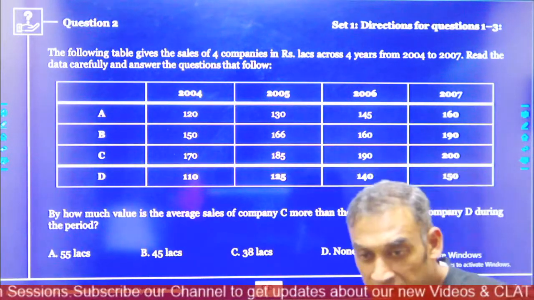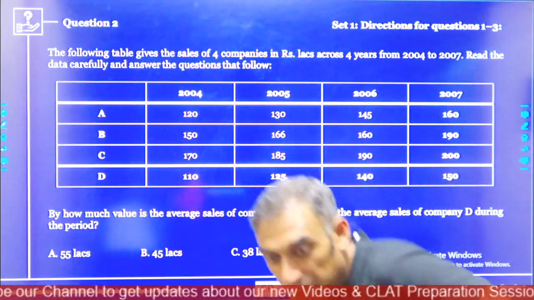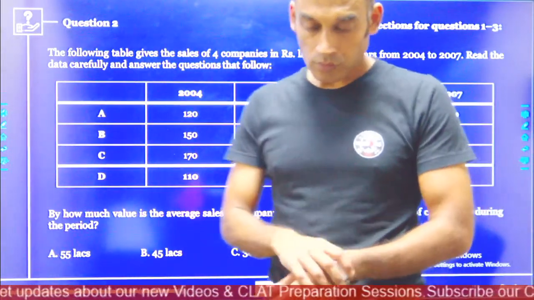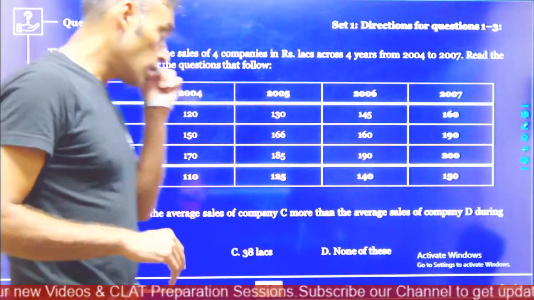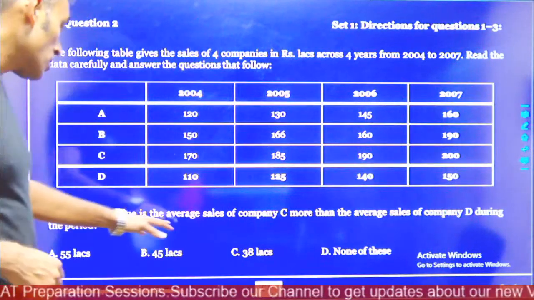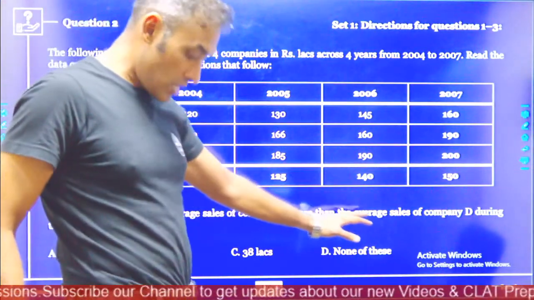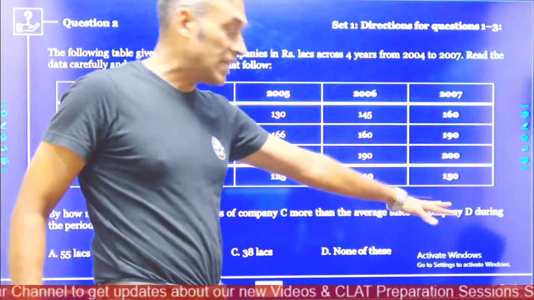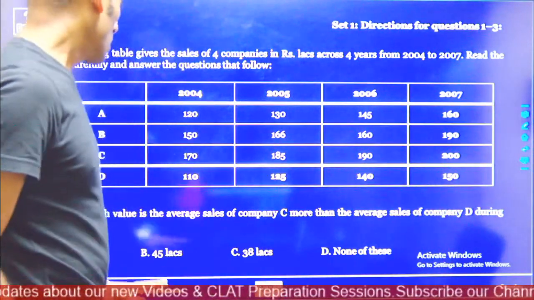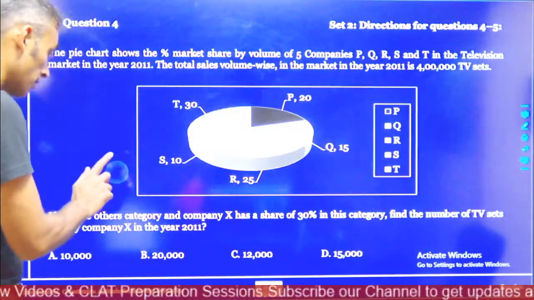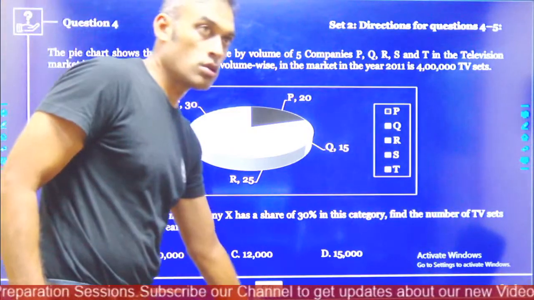Okay, let's come to the second example now. In the second example, we are asked how much is the average sales of company C more than the average sales of company D during this period. Now we are comparing C with respect to D.